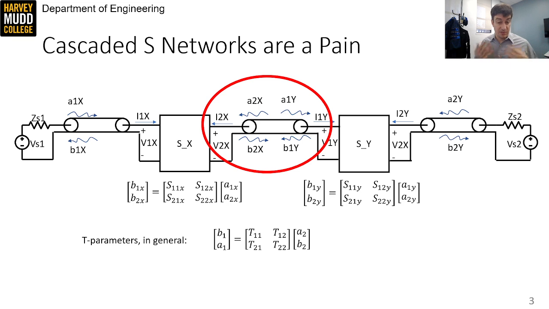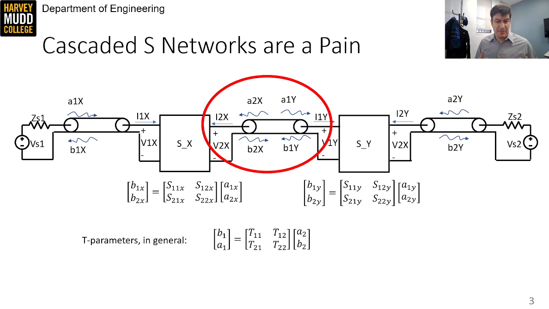T parameters, or transfer parameters, rearrange the A and B waves that are in the S parameter matrix so that the T matrix describes the behavior at port 2 in terms of the waves at port 1. You can use a T parameter matrix to propagate waves from one side of a two-port to the other. And we'll see how on the next slide.